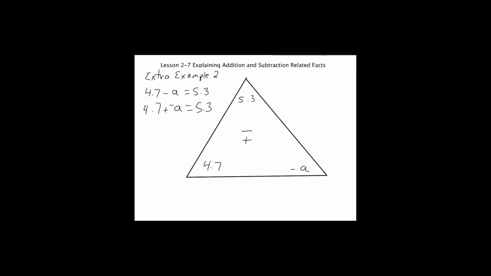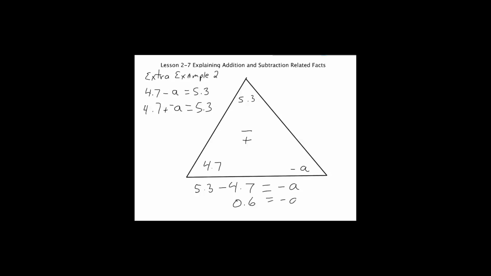So 4.7 plus the opposite of A equals 5.3. So I need 5.3 minus 4.7 equals the opposite of A. Okay, so we've got 4.7 subtracted from 5.3, and that's going to be 6/10. 0.6 equals the opposite of A.